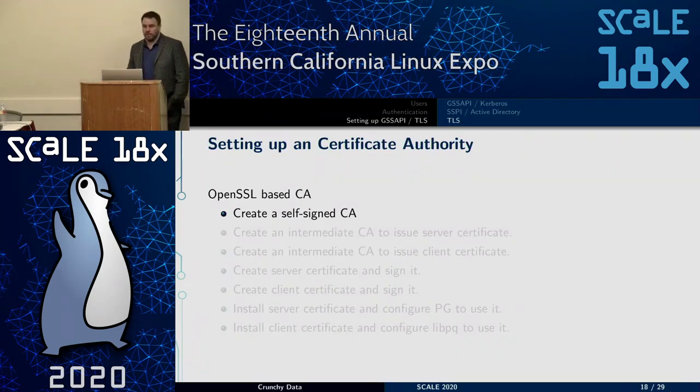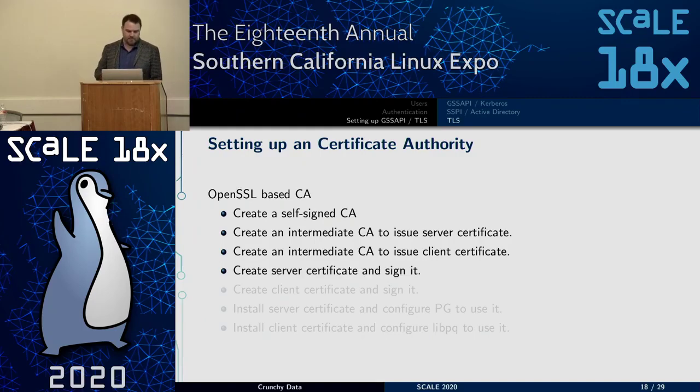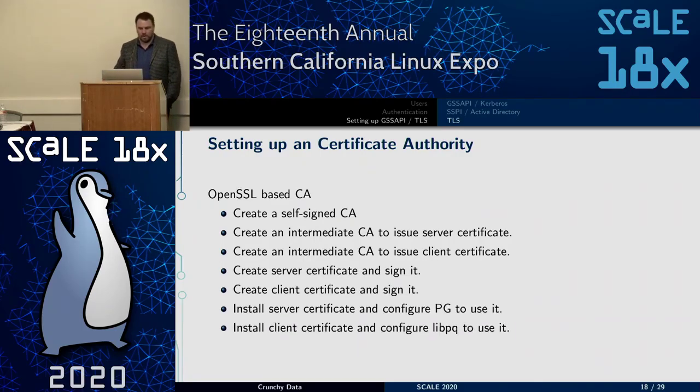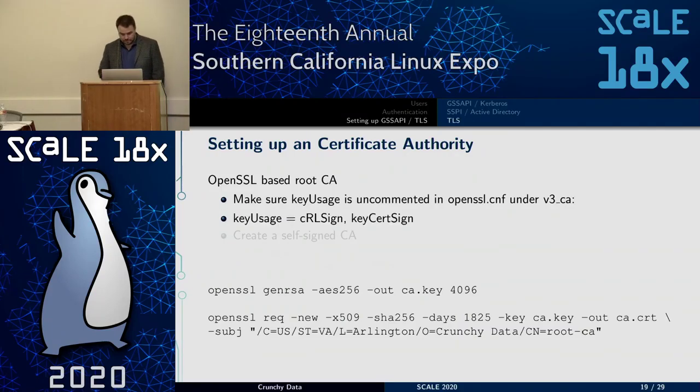So if you want to do this with OpenSSL, you can create a self-signed CA and then an intermediate CA. I have commands for all this fun stuff. So this is kind of what we're going to walk through. You have to create the self-signed CA, the intermediate CA for servers, the intermediate CA for clients, a server certificate, a client certificate, then you have to sign those, and then you have to install all of this stuff into the right places.